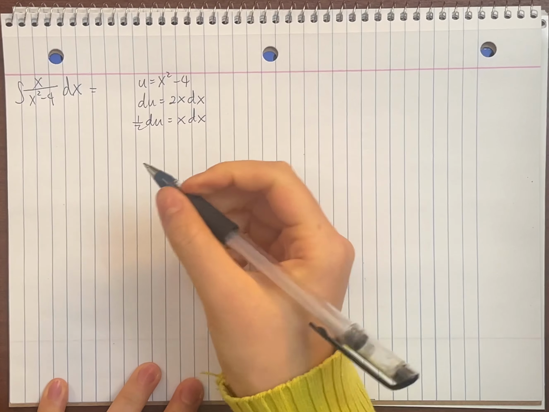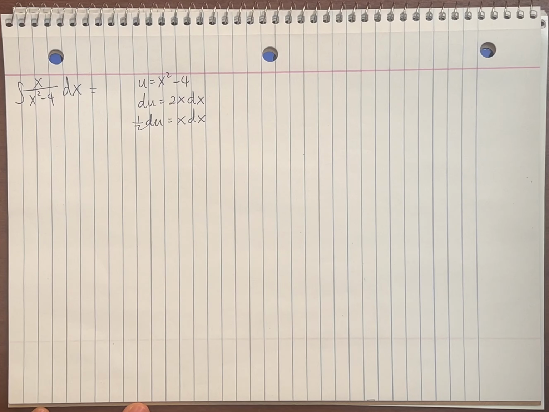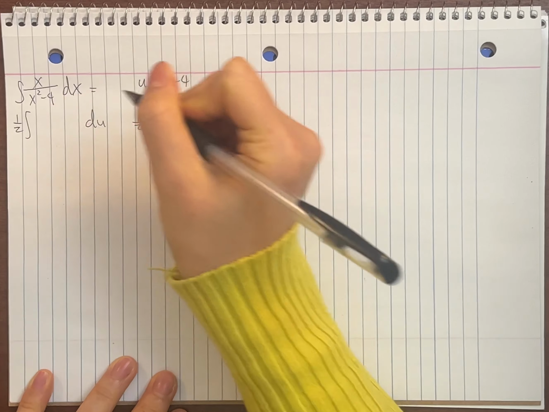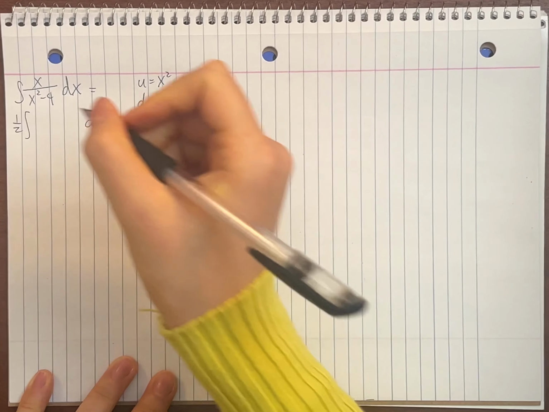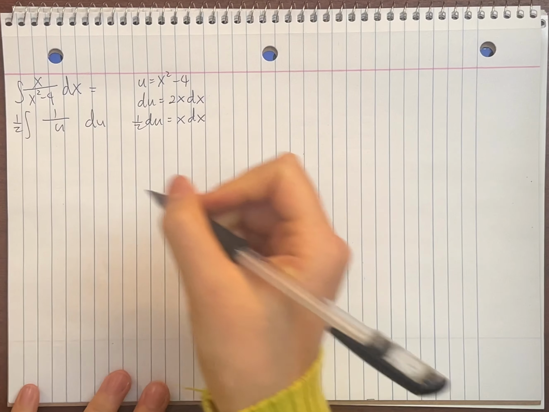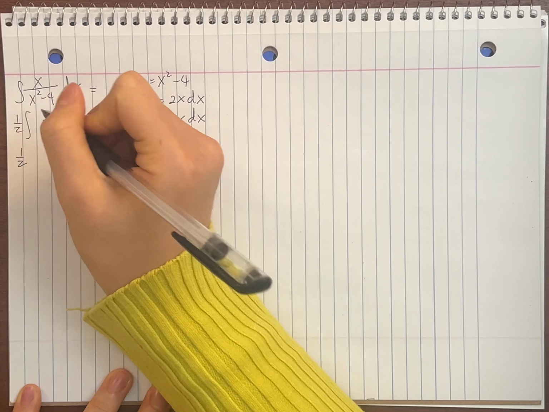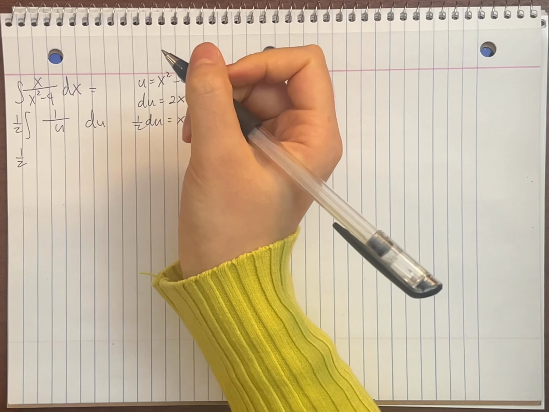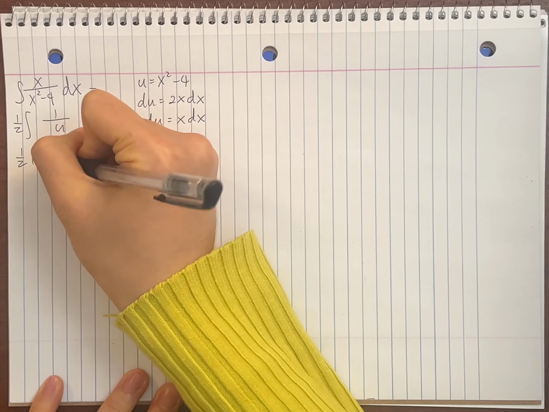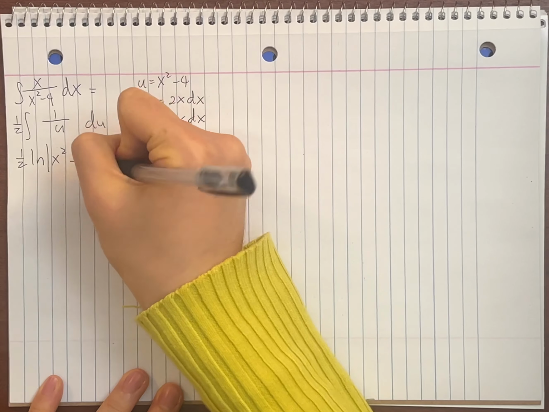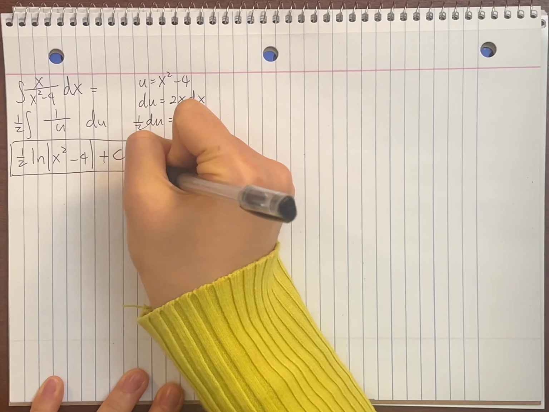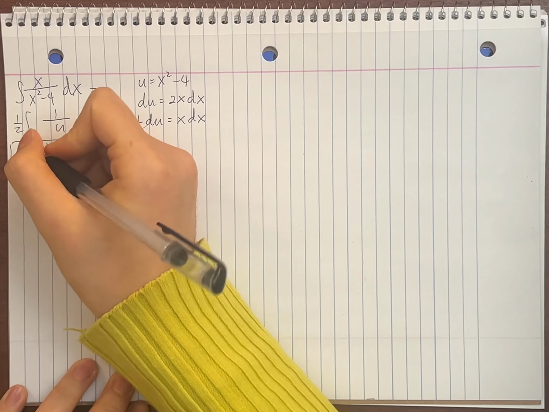So then the original expression will become 1/2, replace dx with du, and 1 over u. Okay, so 1 over u is just natural log of absolute value of u, right? So I can simply replace u with x squared minus 4, and don't forget plus c. Okay, so this is our final answer for this one. Okay, let's keep going.